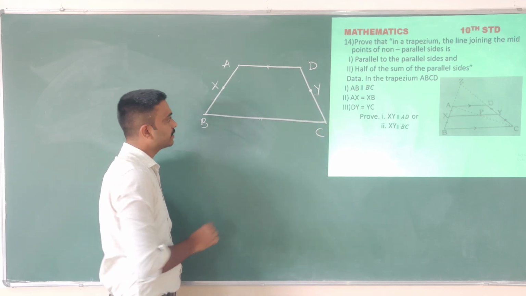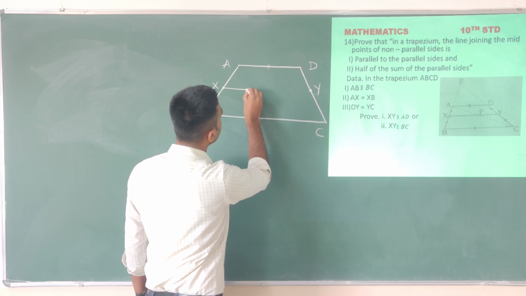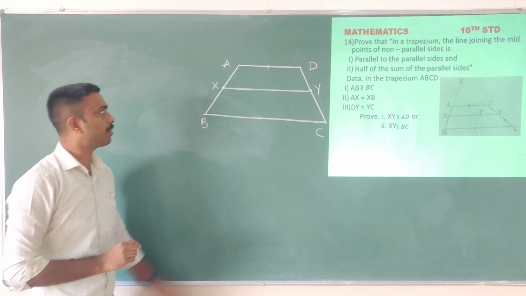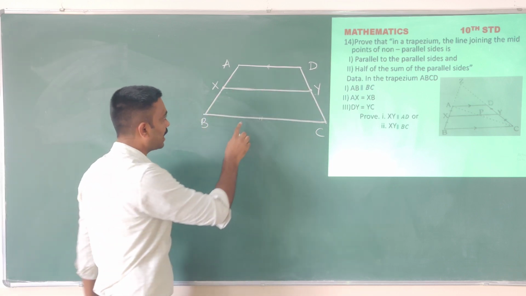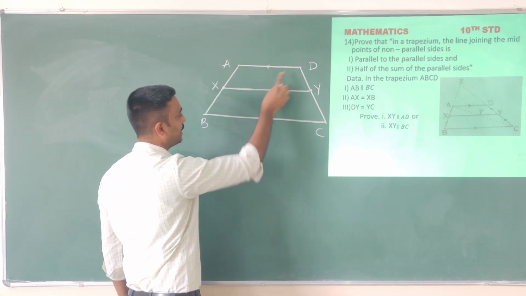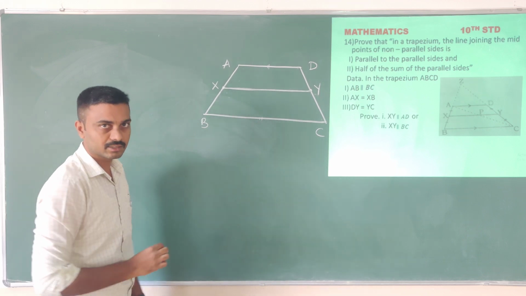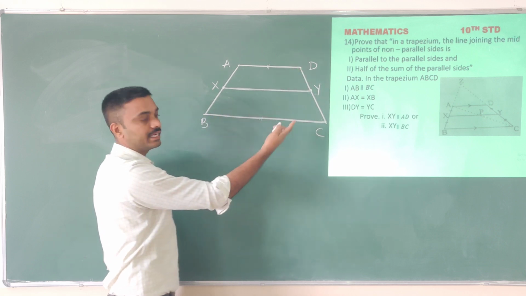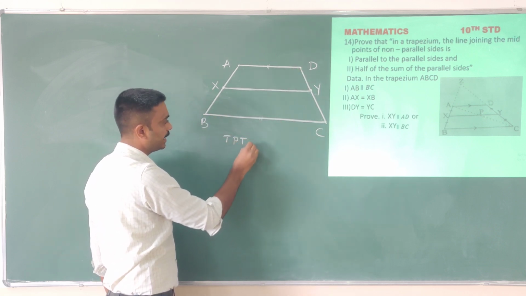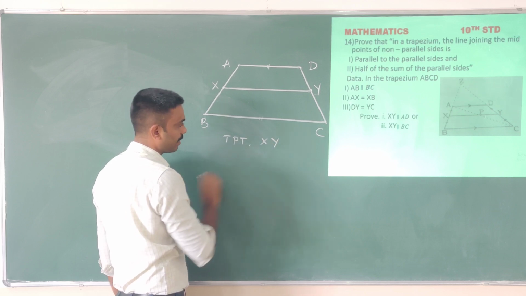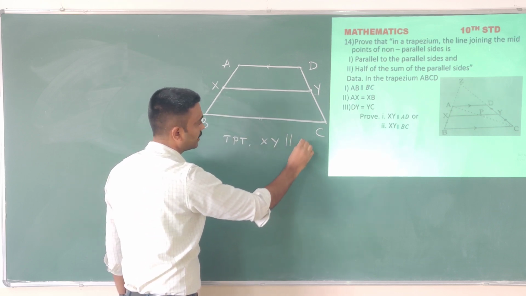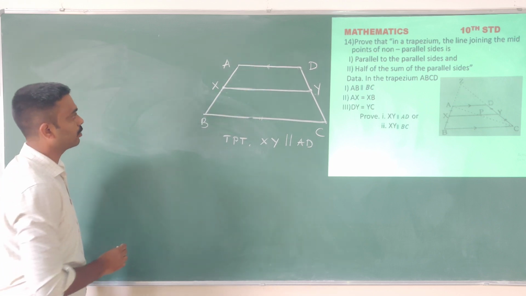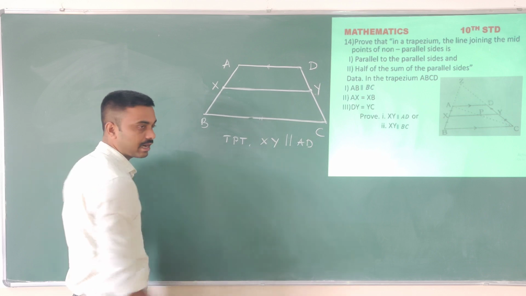Now we want to show that the line joining these two midpoints, the line XY, is parallel to these two parallel sides AD and BC. A very simple result. So now we want to show that XY is parallel to either AD or BC. So we need to prove that XY is parallel to either AD or BC, because these two are parallel. Now let us discuss how to show that XY is parallel to AD.